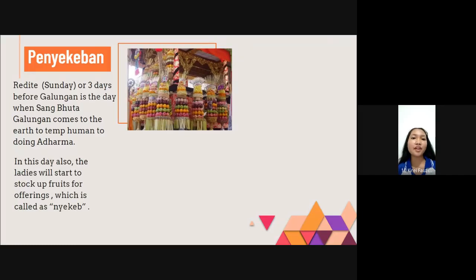Redite or Sunday, 3 days before Galungan, is the day when Sambuta Galungan comes to the earth to tempt humans into doing adharma. On this day, the ladies also start to stock up fruit for offerings, which is called nyekap.